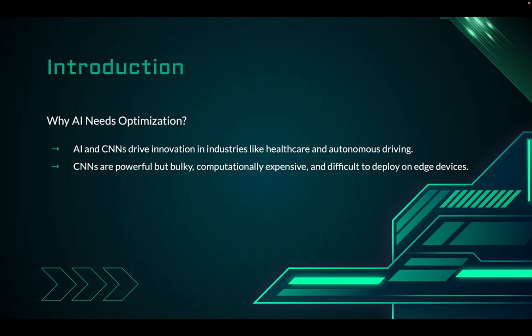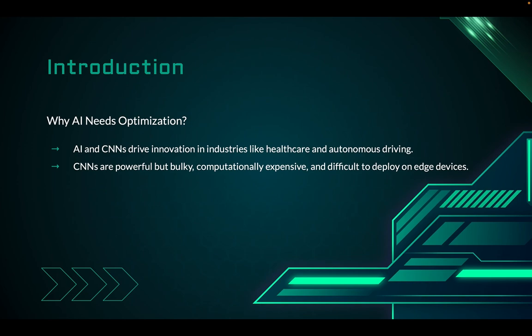So, artificial intelligence itself has revolutionized industries like healthcare and autonomous driving. At the core of many AI systems are convolutional neural networks, or CNNs, which are incredibly powerful at processing visual data. However, CNNs come with significant challenges. They are often bulky, computationally expensive, and difficult to deploy on resource limited edge devices.